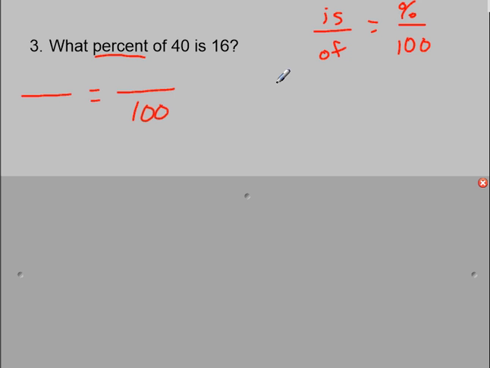My 100 is always going to be the same. And I don't have a percent. That's what I'm looking for. What percent? So that's my variable. And I have to figure out which position my 40 and my 16 go in. I have of 40 and I have is 16. So 40 is going to go in the denominator of that first fraction. 16 is going to go in the numerator.